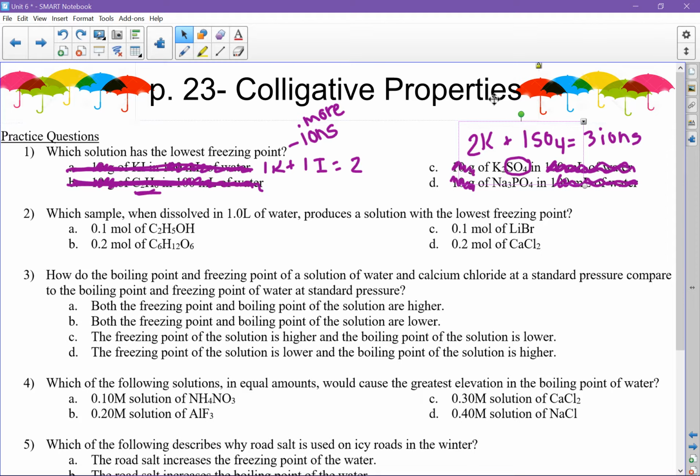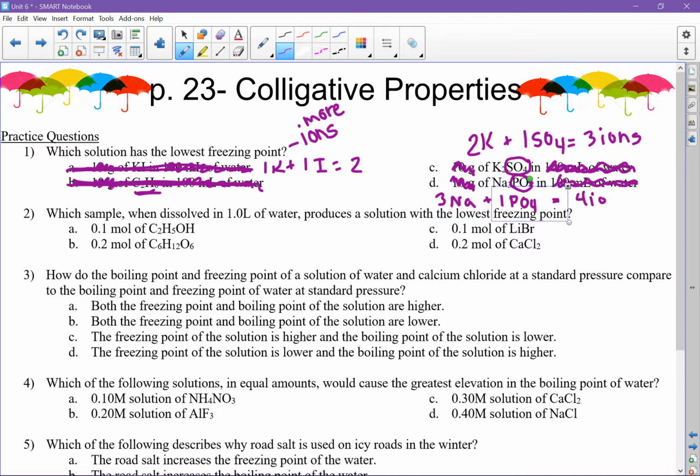So if I look at letter D, I've got 3 Na ions. PO4 is one whole chunk, but there's only one of those. But adding all of that up, 3 plus 1, this one has 4 ions. That means it is the best. It will affect the temperature the most and make the freezing point go down as low as possible.